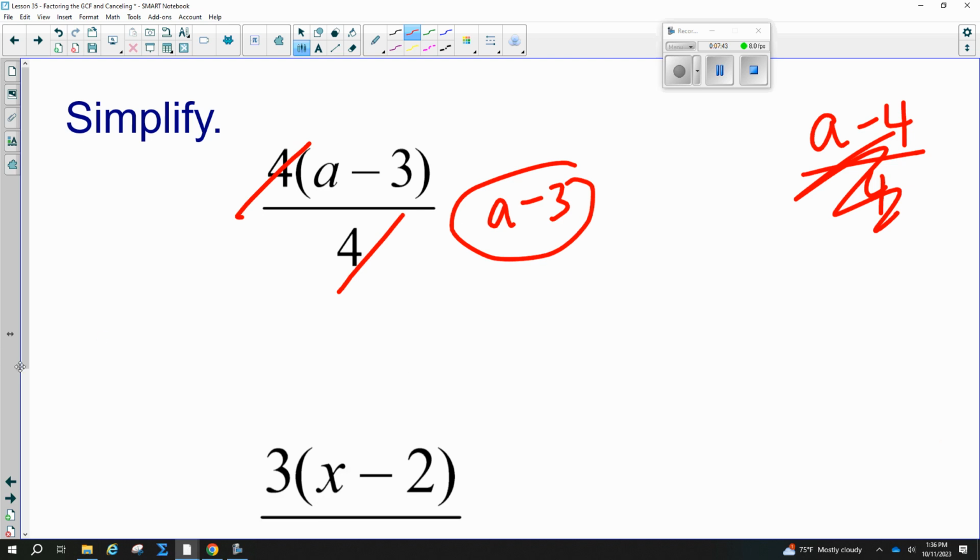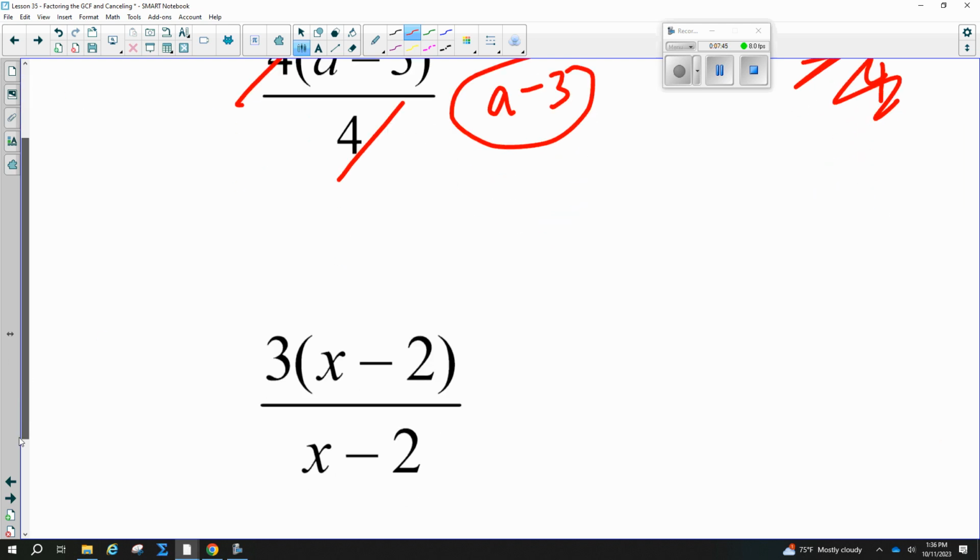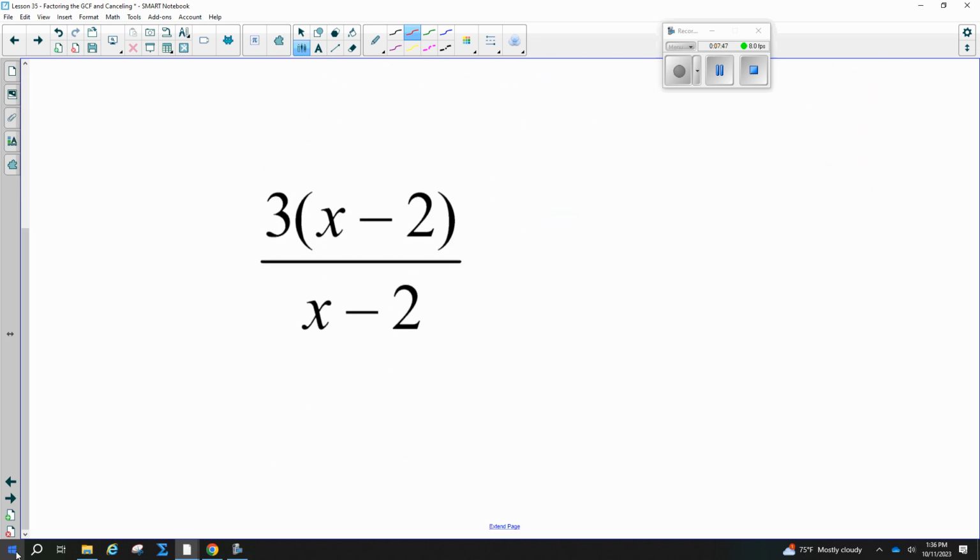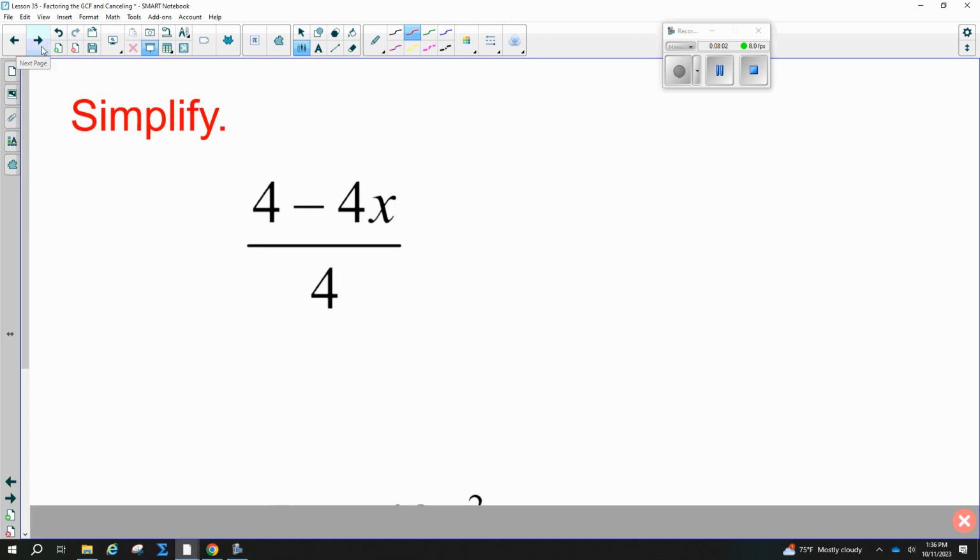Yay. All right, here's another one where they already factored for us. They took the 3 out, okay? What cancels in this one, everyone? Yeah, you can cancel the x minus 2 because they're both being multiplied to the 3. All right, so those are easy and nice. Now let's do the ones where they haven't factored. We have to do it for ourselves. So you only factor the numerator, okay? We're just going to factor the top.